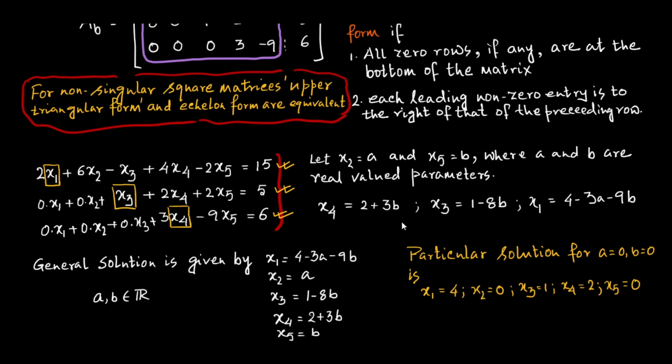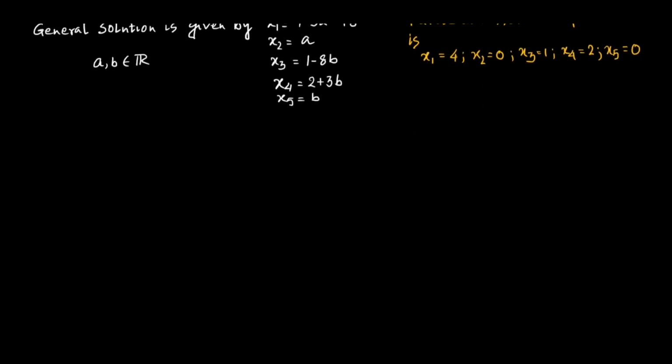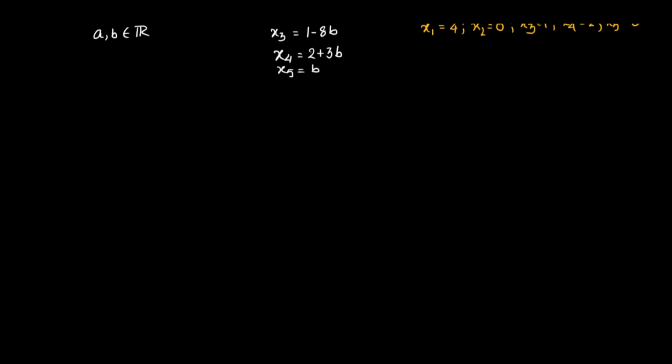As we have found a particular solution here for a equal to 0, b equal to 0, you can plug in any other value for a, b, and you can get any other particular solution. Now, if we impose two more restrictions on the echelon form, we get another form that makes solving a system of linear equations more convenient, and the form is known as row canonical form.